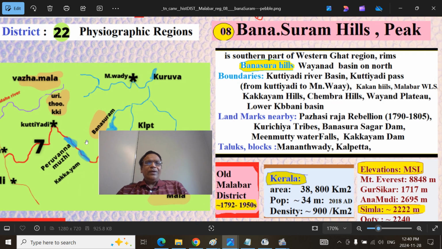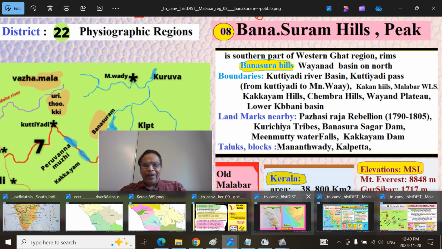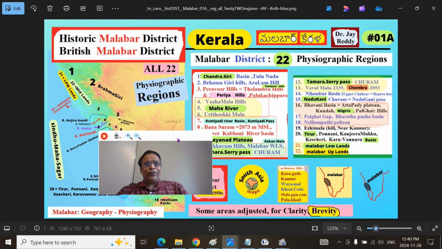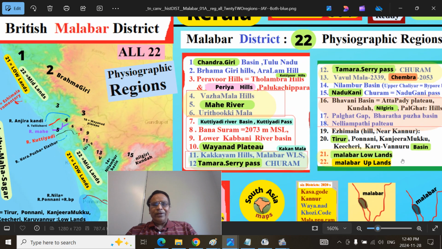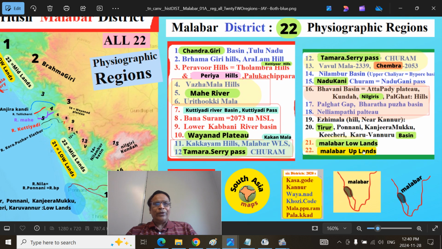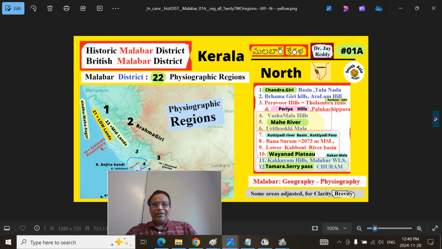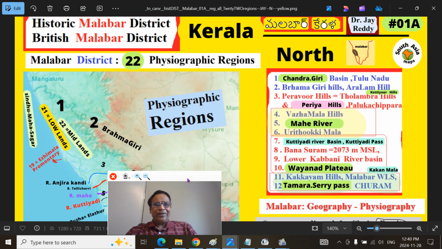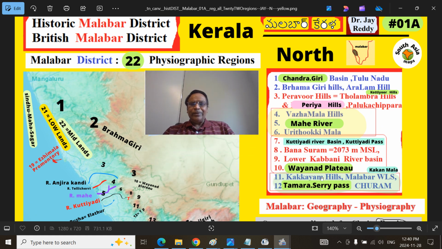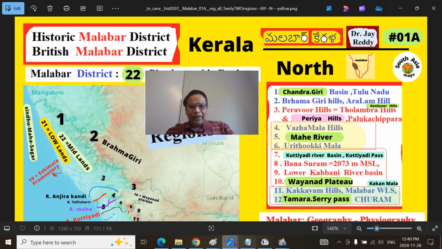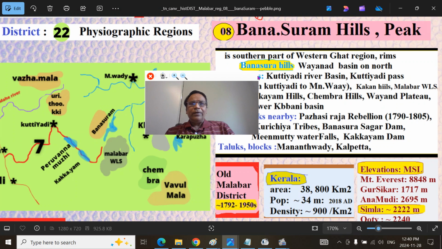Before that, friends, I have broadly posted all the 22 physiographic geographic regions of the Malabar region. In the beginning, you can look at that particular presentation. Here I am showing you for your clarity. In this particular part, it is still a northern portion. I have just expanded the same map for you. We are talking about Banasuram here. You can keep that map in mind when we discuss these further explorations.